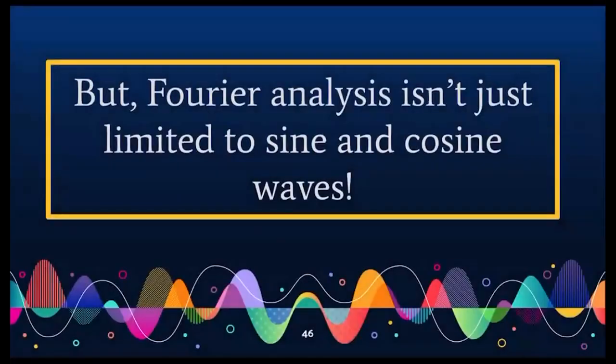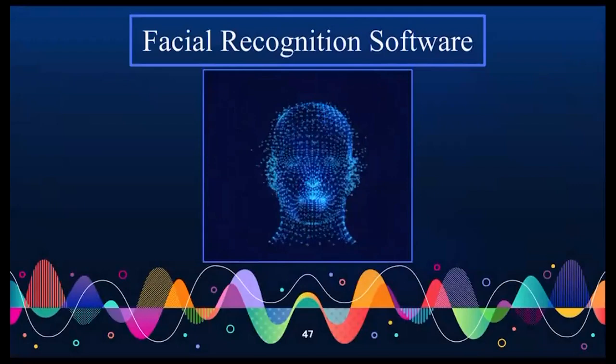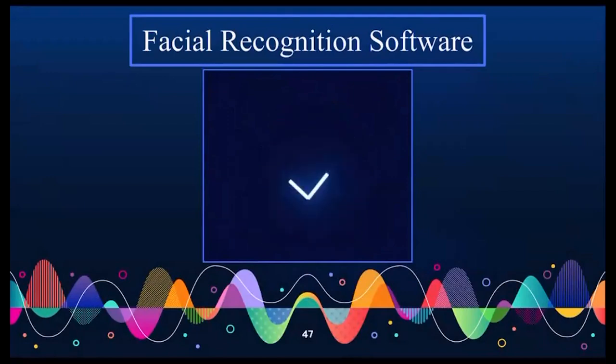But Fourier analysis isn't just limited to sine and cosine waves. It's also used in facial recognition software, believe it or not. So basically, facial recognition software analyzes a picture of a person's face and finds specific patterns within that person's facial structure that make them unique.